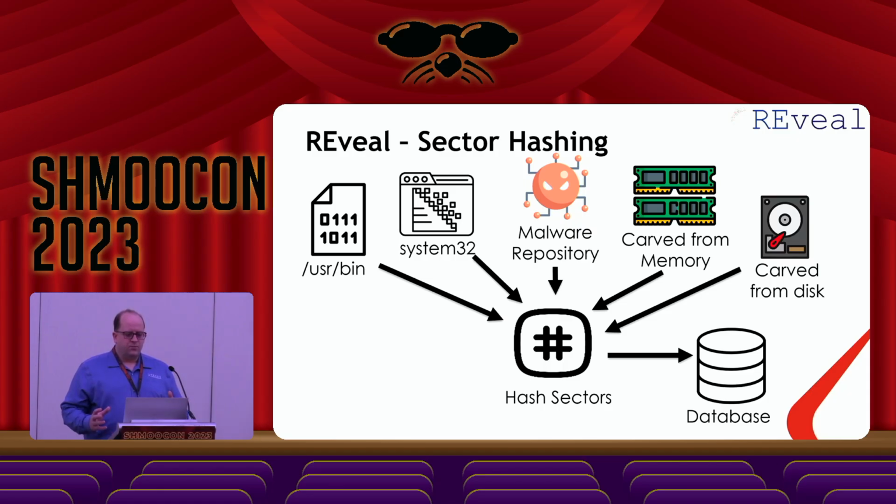So it takes those files and then it hashes all the sectors on those files. Typically I use 128 byte blocks. I've used 512 before, but you can use different block sizes and you can match smaller and smaller features if you go smaller, but it increases the size of the database. But overall, we're stuffing all those things into a database that we can then later reference.